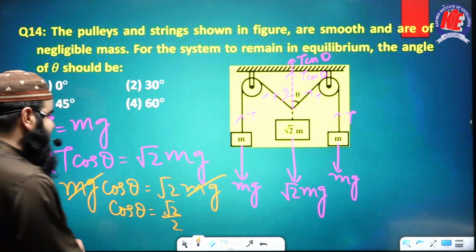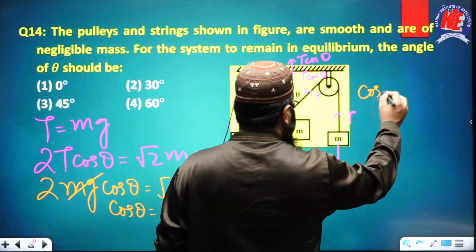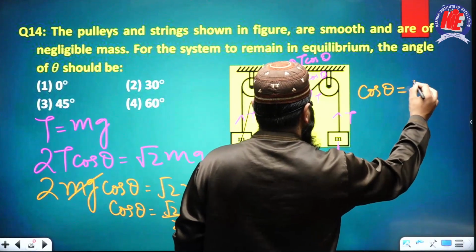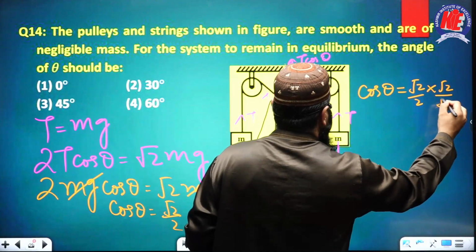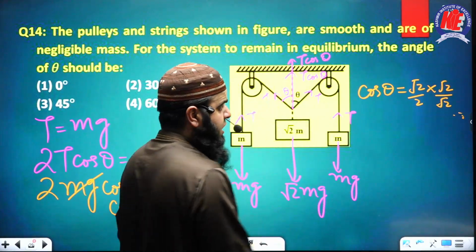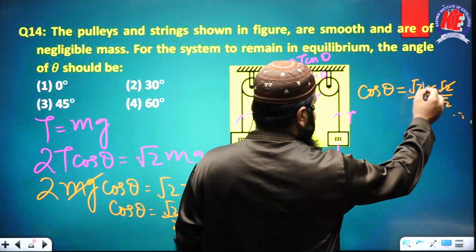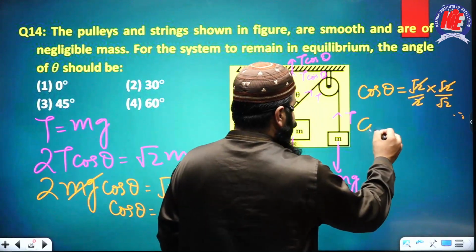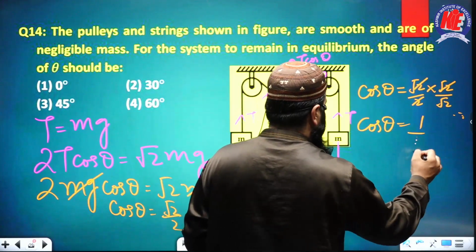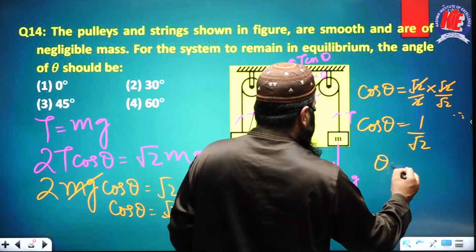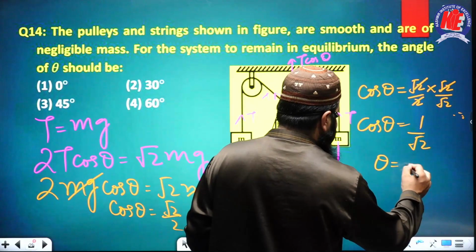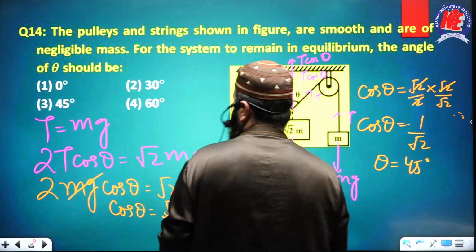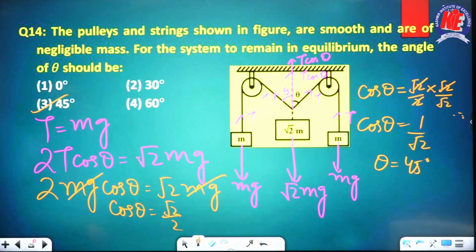Directly no value will come to your mind, but it can be modified a little. Cos theta is equal to root 2 by 2. I will multiply it by root 2 in the numerator and in the denominator as well. Now root 2 into root 2 is 2, that can be eliminated with this 2. You are left with cos theta is equal to 1 upon root 2. And everybody knows, cos function or sin function, 1 upon root 2 is at an angle of 45 degree. So the right answer for you people is 45.